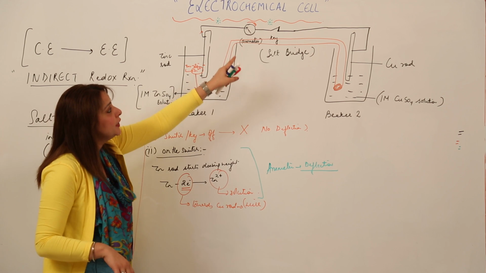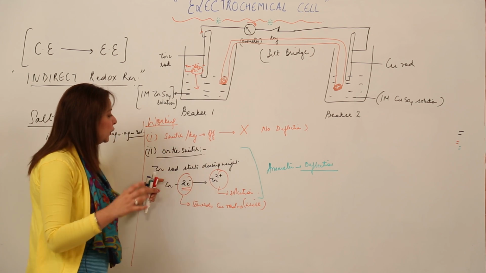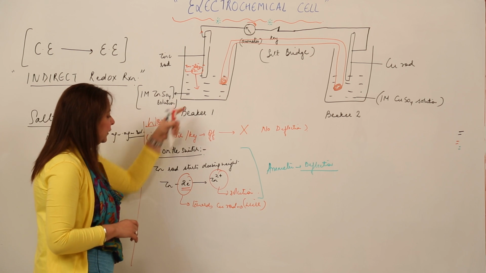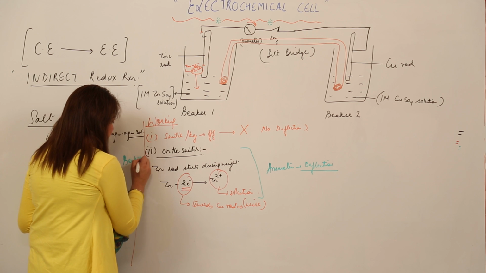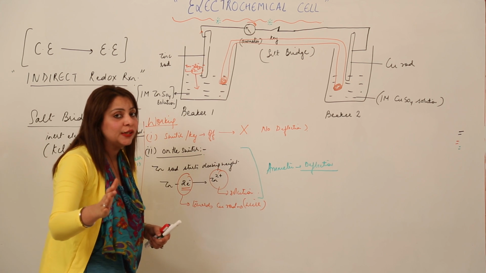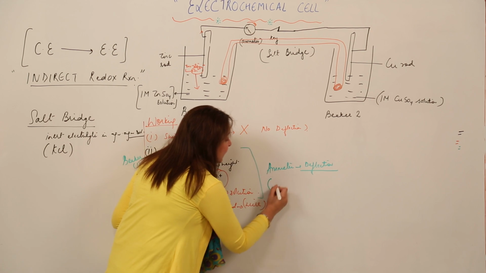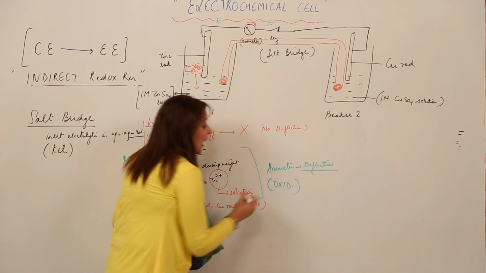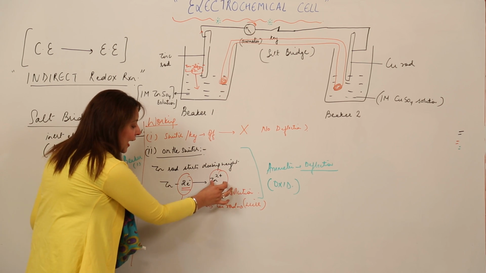But when we switch on, we make the complete connections, and what we get to see in beaker 1, I'll write here, is that the zinc rod starts losing weight. Why is it losing weight? Because zinc has a tendency to lose electrons. So it is undergoing oxidation and it is losing electrons. You can see it is losing 2 electrons and forming zinc ions.